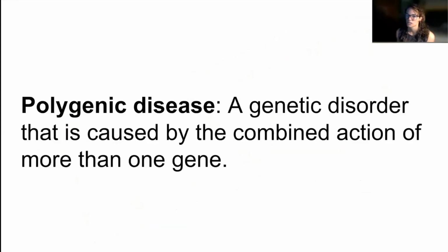However, most diseases we're very interested in today are polygenic diseases. And polygenic means genetic disorders that are caused by the combined action of more than one gene. That's where this poly comes in. Polygenic diseases include things like obesity, heart disease, maybe even some types of cancers. Those are polygenic diseases. And that's where AI can really play an important role.